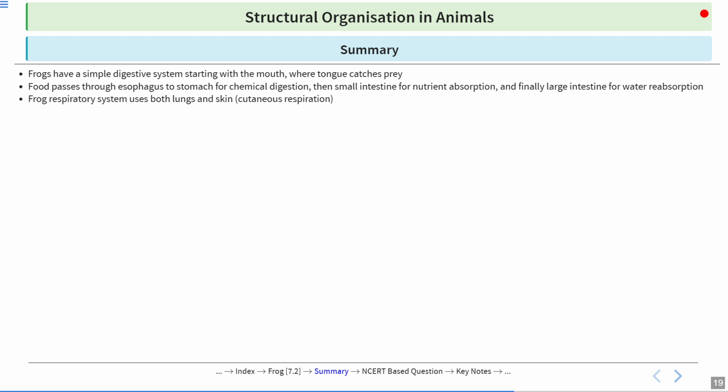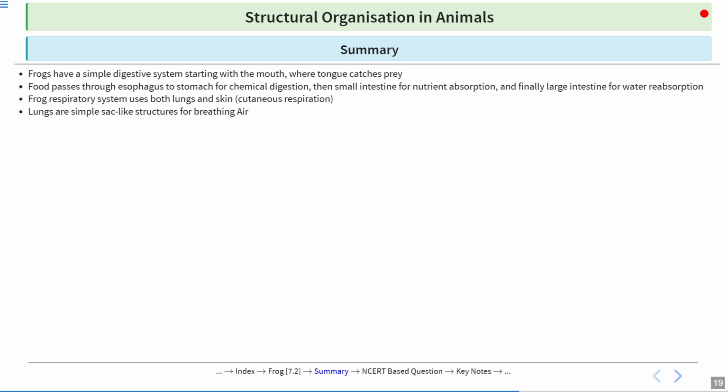The respiratory system uses both the lungs and skin. The skin respiration is called cutaneous respiration, and the respiration in which the lung is involved is called pulmonary respiration. And there is one more type of respiration, buccopharyngeal respiration. So three different types of respiration you see in the case of frog, right?